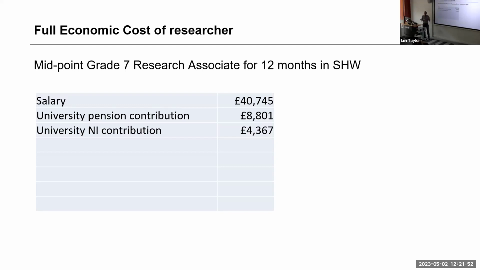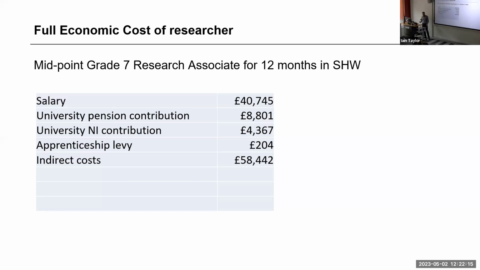The university as an employer has to cover national insurance contributions. So for a year for someone at that salary, it's about £4,000. Then there's this funny little apprenticeship levy, I think it was brought in about 5 years ago by the government to try and raise money for apprenticeships.